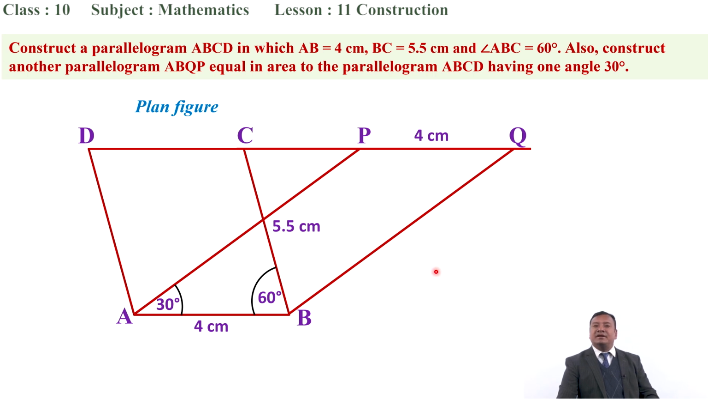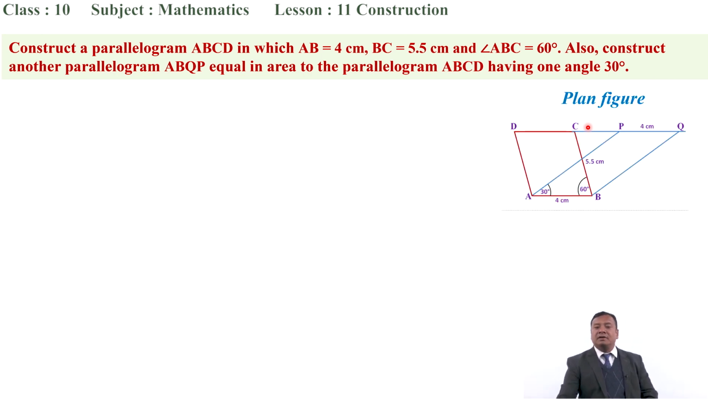So we can say according to the statement of theorem, both are standing on the same base and between the same parallel lines, so they are equal. Then we can say this, right? Okay. And this plan figure you better draw at the right corner of the copy. Yes. Now, according to this plan figure, let's start to construct the real one.